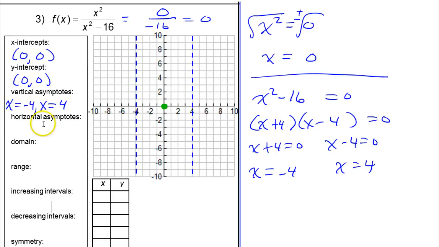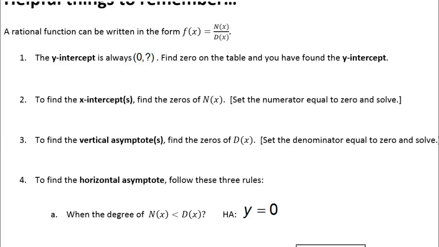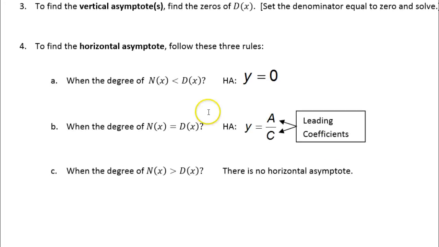Now let's talk horizontal asymptotes. For the horizontal asymptotes, we have to think about these three conditions. It's all about degree. If the degree of the numerator is less than the denominator, it's y equals 0. If the degrees are equal, the horizontal asymptote is y equals a over c, where these are leading coefficients. If the degree of the numerator is greater, there is no horizontal asymptote.